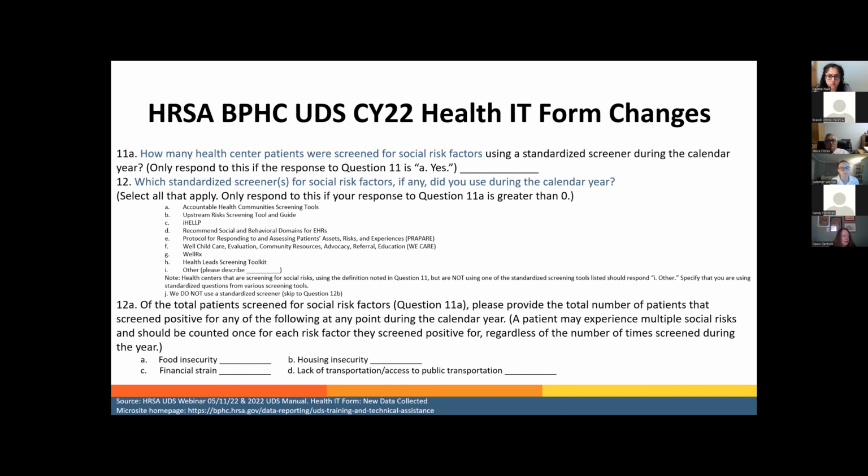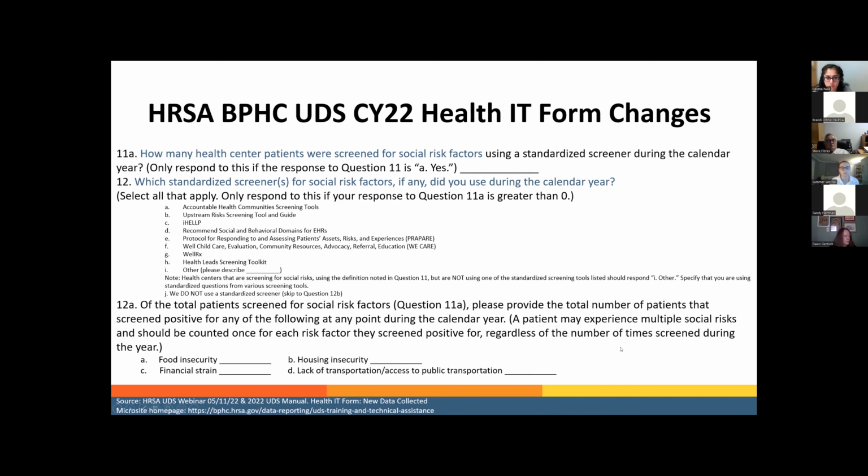And so I think this, along with the recent release of the service area competition, the SAC announcement for fiscal year 23, and the fact that in that SAC notice of funding award, it talks a lot about social determinants of health, we're going to see more emphasis on this from the Bureau of Primary Health Care. Next slide, please.